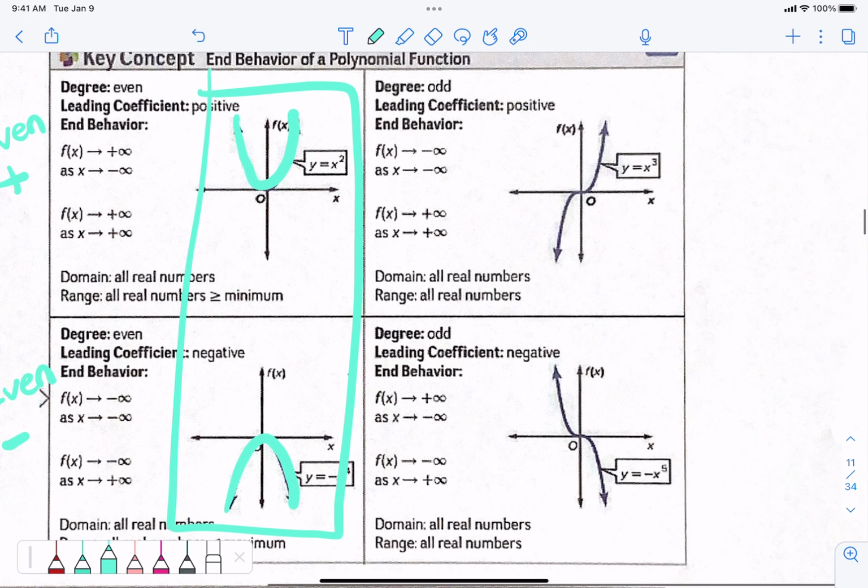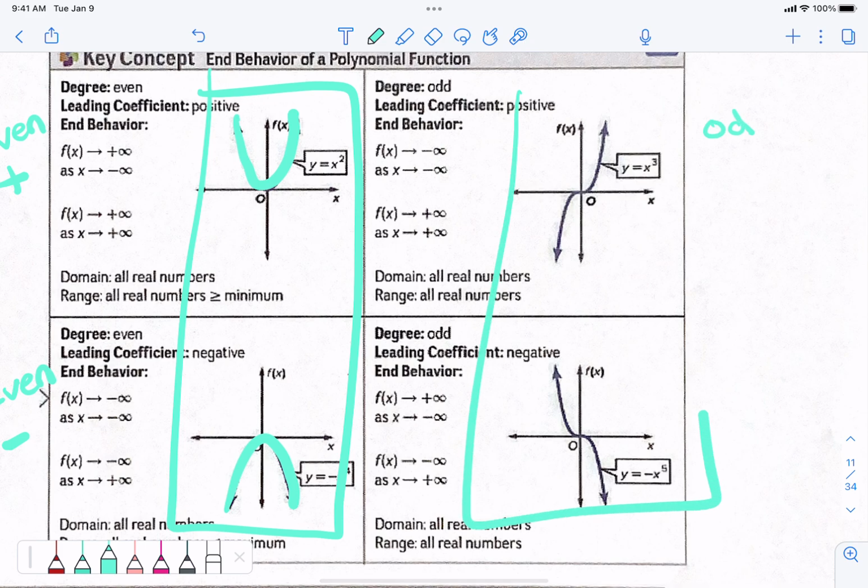All right, now these two right here are odd functions. How do we know that those are odd functions? They're going opposite directions. Is the top one positive or negative? Positive. Why? Because it's going left to right.